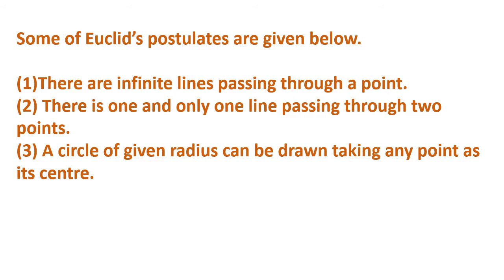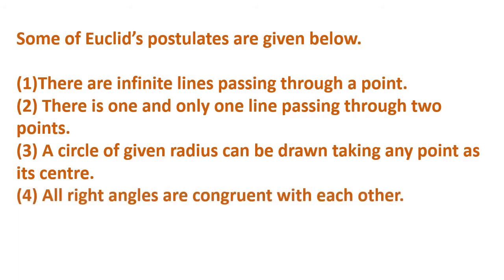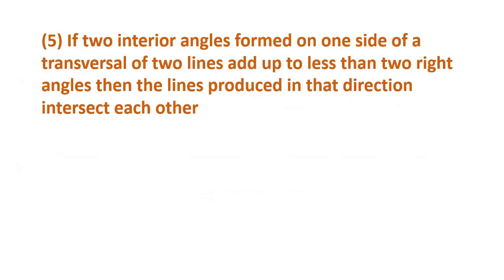A circle of a given radius can be drawn taking any point as its center, and all right angles are congruent. When we say right angle, we have to bother about the angle only. Whether it is drawn in the book, it will be small. On the screen, it will be big. On a blackboard, it will be quite big. But the angle will be a 90-degree right angle, and all will be congruent. Such interesting statements or postulates were put forward by Euclid.